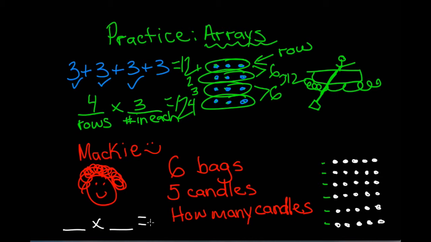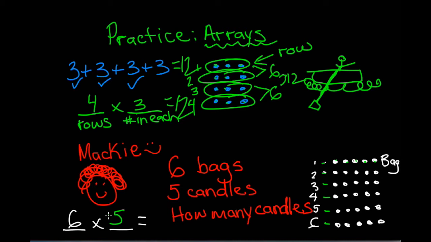All right, so you may be thinking, what is it? Well, we've got 1, 2, 3, 4, 5, 6 rows. Each one represents a bag. They're all bags. So that's 6 times, and now this is the number of items in each bag, or candles. 1, 2, 3, 4, 5. All right, so 5 it is.